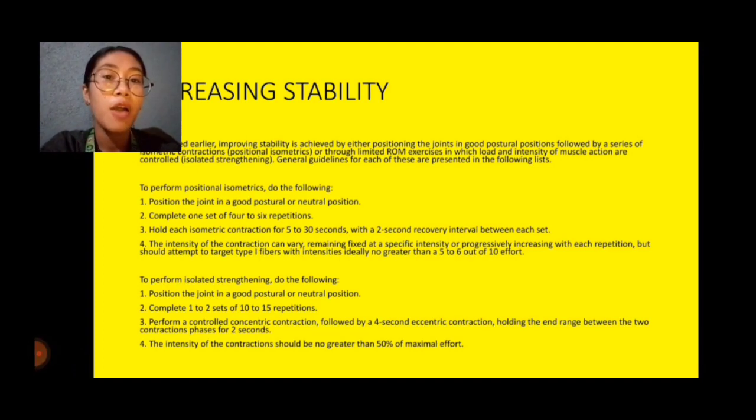The second one is to perform isolated strengthening, do the following. First, position the joint in a good postural or neutral position. The second is complete 1 to 2 sets of 10 to 15 repetitions. Third, perform a controlled concentric contraction followed by a 4-second eccentric contraction, holding the end range between the two contraction phases for 2 seconds. The last one is the intensity of the contraction should be no greater than 50% of maximal effort.